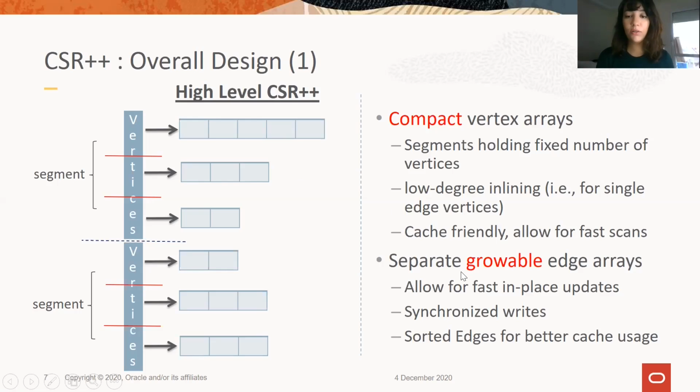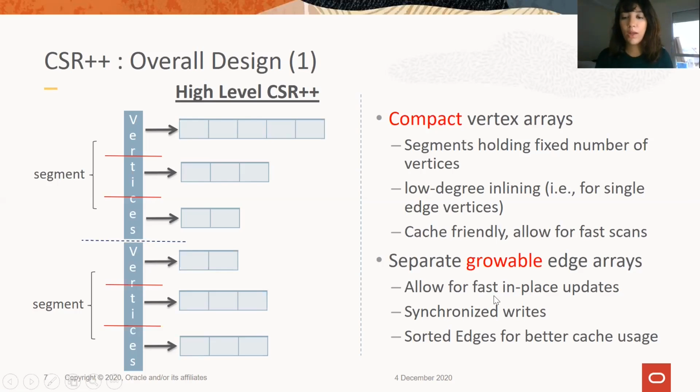And the edges themselves are expandable arrays, meaning that when we want to update an array of edges, in case we want to insert a new edge and we don't have space, we can actually grow that array. We can allocate double the original size, and that allows for really fast in-place updates.